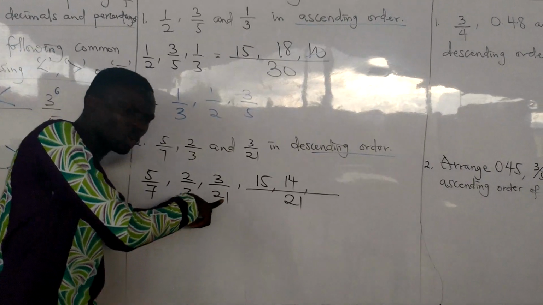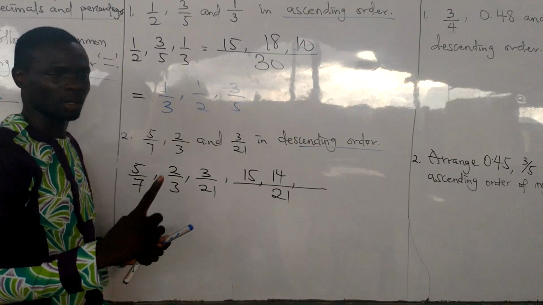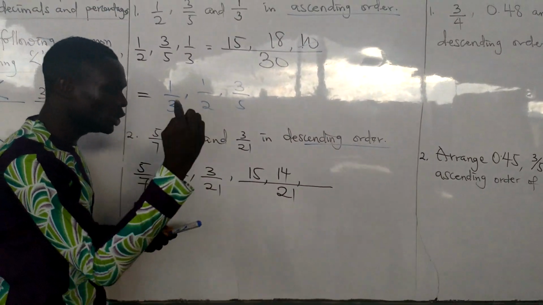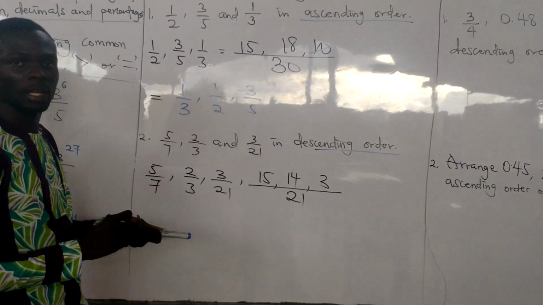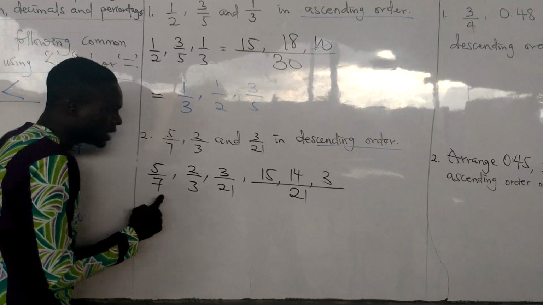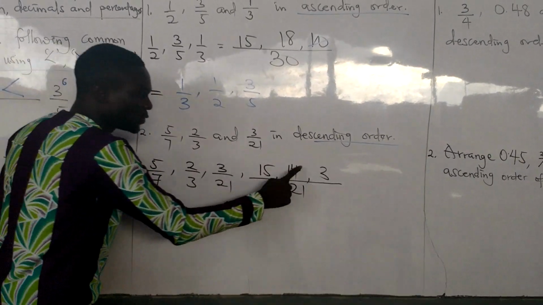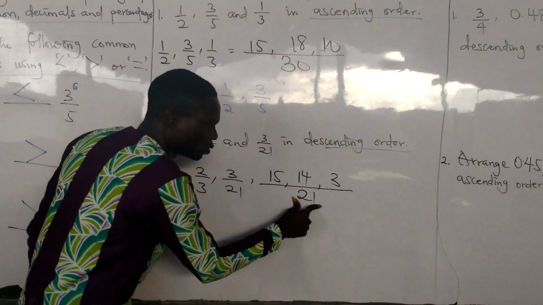Then we have 21. 21 will go into 21 1 time. Then we use the 1 to multiply the numerator, giving us 3. So now 5 over 7 is 15 over 21. 2 over 3 is 14 over 21. 3 over 21 is the same as 3 over 21.